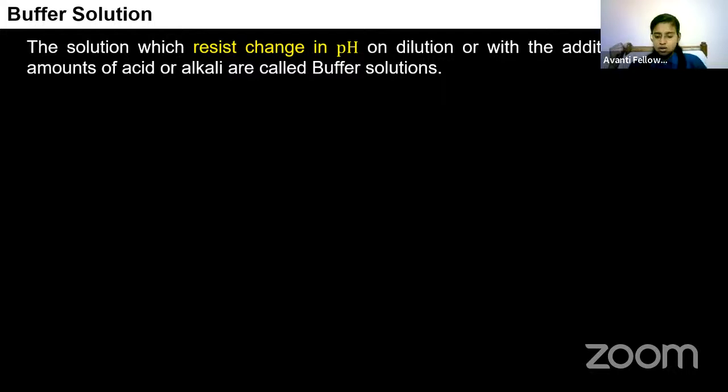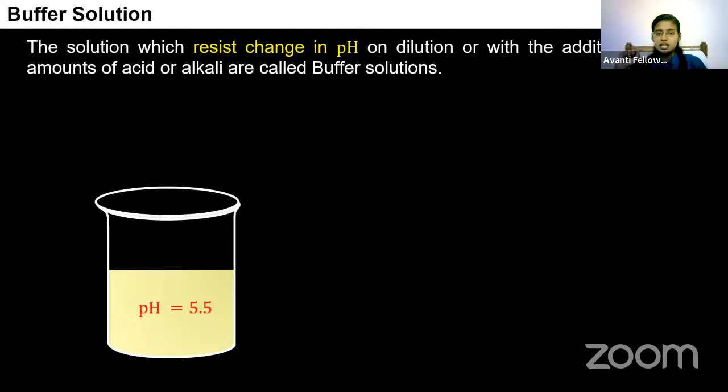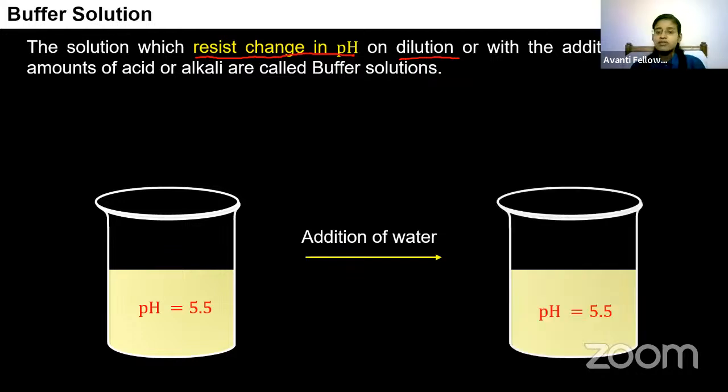Let me take one solution, and here the pH of the solution is 5.5. The first thing is, if I dilute that particular solution, it will resist the change in pH. Resist means the pH value will not change, it will remain the same. So addition of water to this solution which has a pH of 5.5 will keep it at 5.5. So the solution is resisting the change in pH on dilution. Those solutions are called buffer solutions.